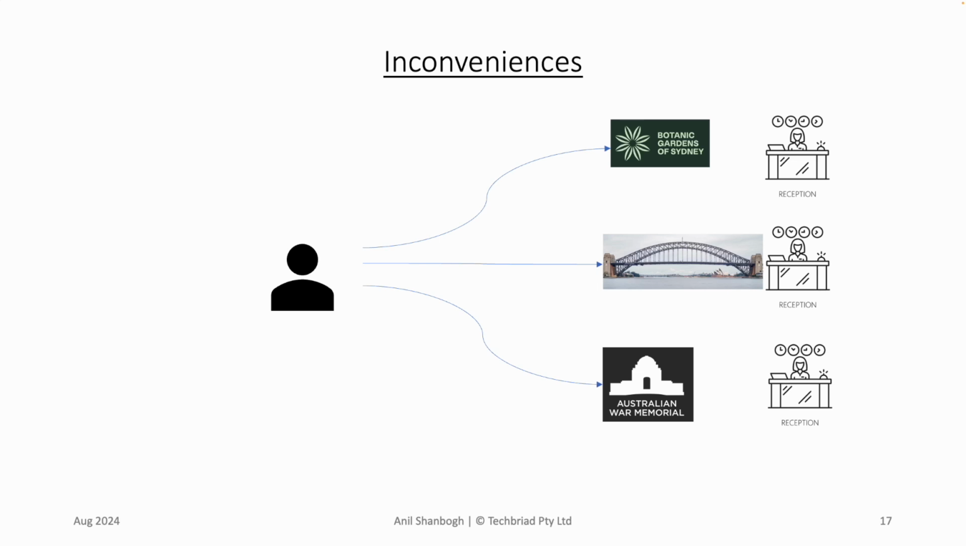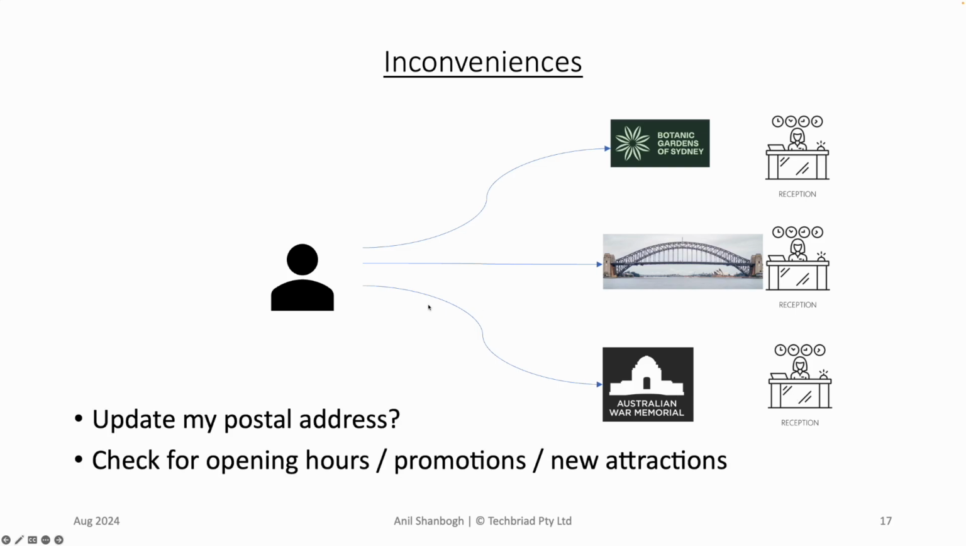Now what are the other set of problems that we're looking at? If I want to continue on that example, if I want to visit 100 different attractions, I'm dealing with 100 different receptions at these attractions. So if I need to update my postal address, for example, I need to go to each and every attraction and then go to their reception of some sort and then update my new address. The other issue is that if I need to be notified about some event, some promotion, some new exhibit and so on, there's no single reception where I can get all my information that's specific to me.